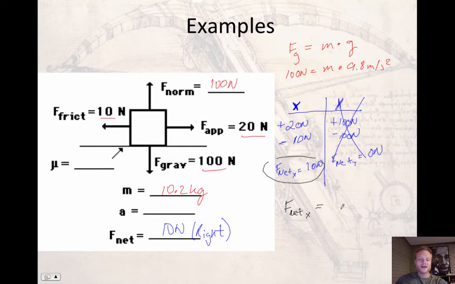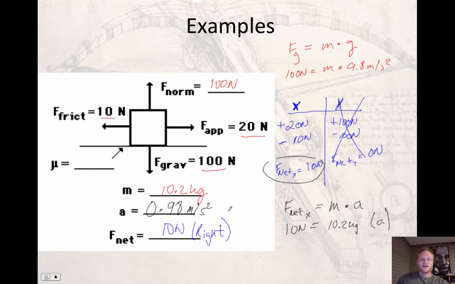F net x equals m times a, right? Well, what is the net force in the x direction? Well, we found that to be 10 newtons equals the mass, which we calculated already, is 10.2 kilograms times a. Once again, I'm just going to leave this algebra for you guys to do. What is 10 divided by 10.2? I get 0.98 meters per second squared. And you can check me on that, but I'm pretty sure that's right.